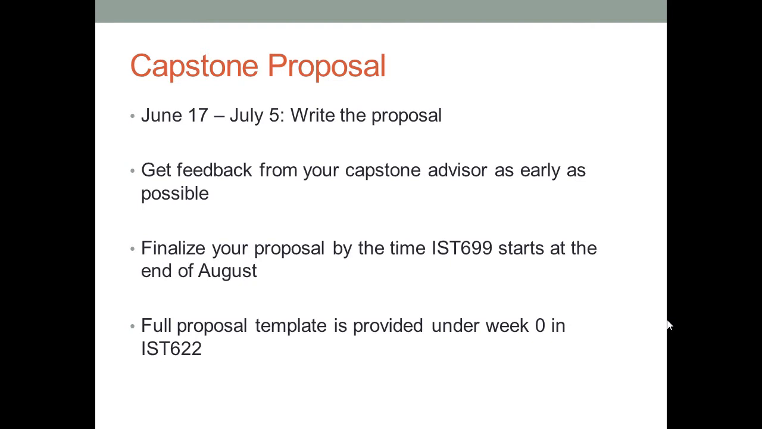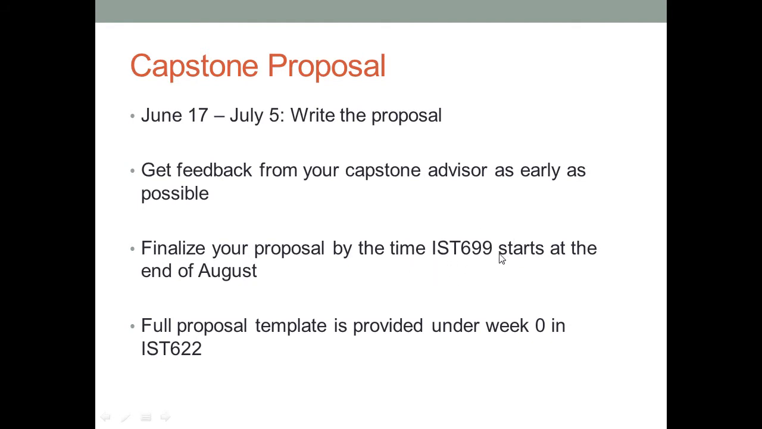During those 3 weeks, you can still work with your capstone advisor and get feedback. When you have a draft by July 5th, you can send it to your capstone advisor, and you can work and further revise in July and August. So the final full proposal is usually due a couple weeks into the final 699 course.